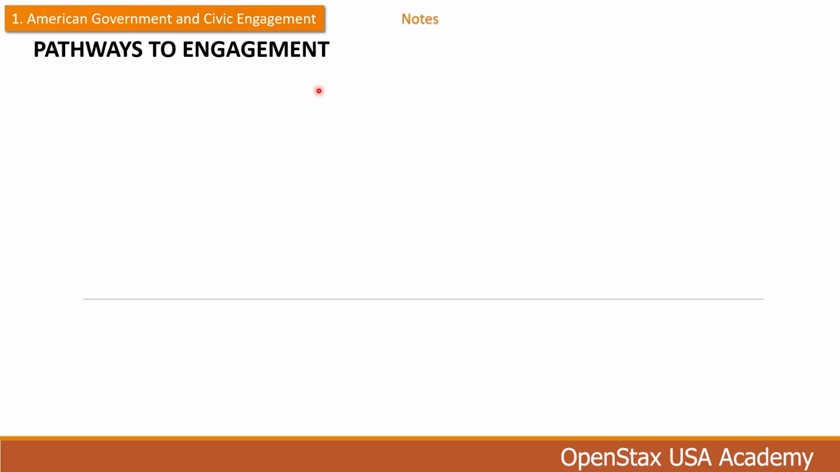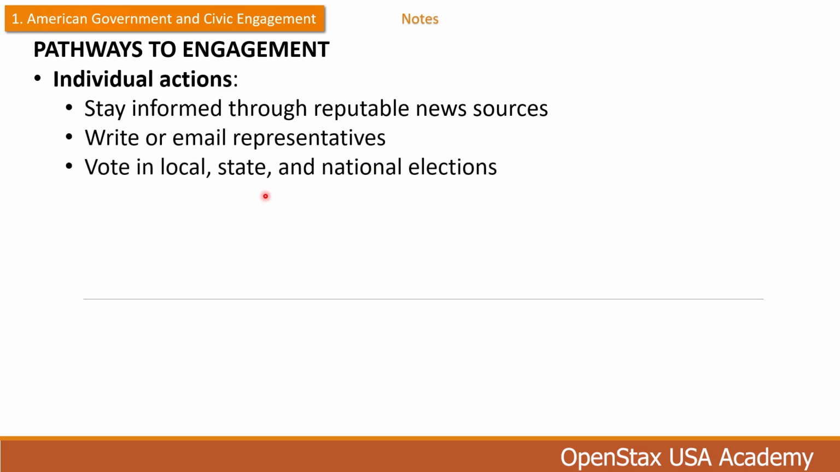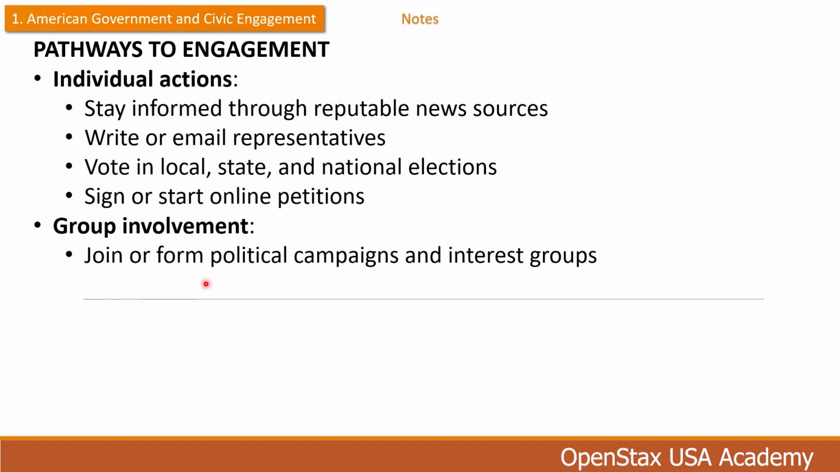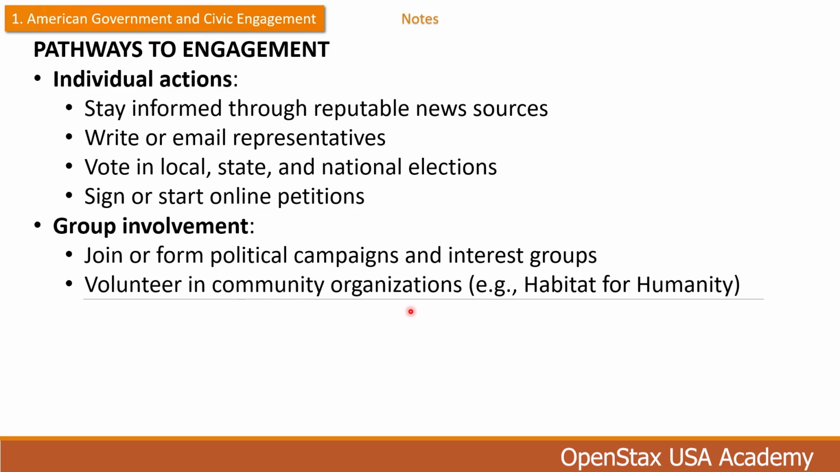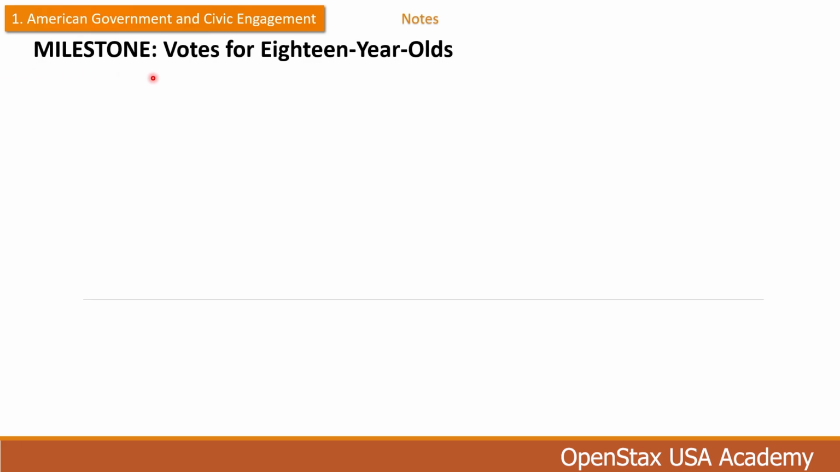Next, pathways to engagement. Individual actions: stay informed through reputable news sources, write or email representatives, vote in local, state, and national elections, sign or start online petitions. Group involvement: join or form political campaigns and interest groups, volunteer in community organizations, example Habitat for Humanity, participate in rallies, demonstrations or civil disobedience.